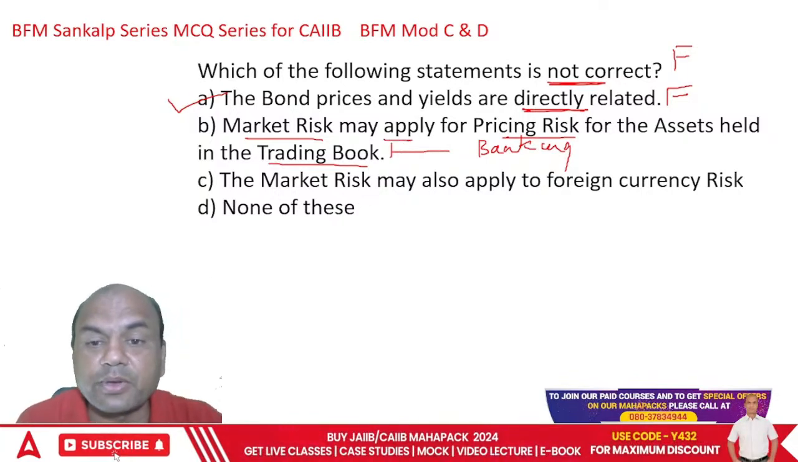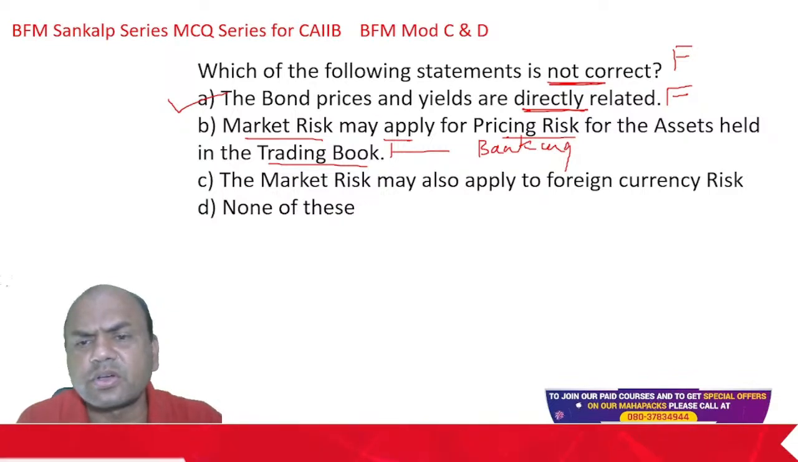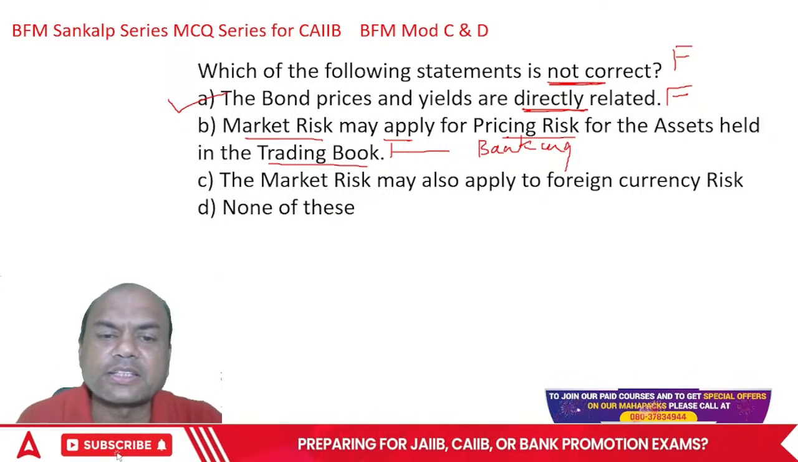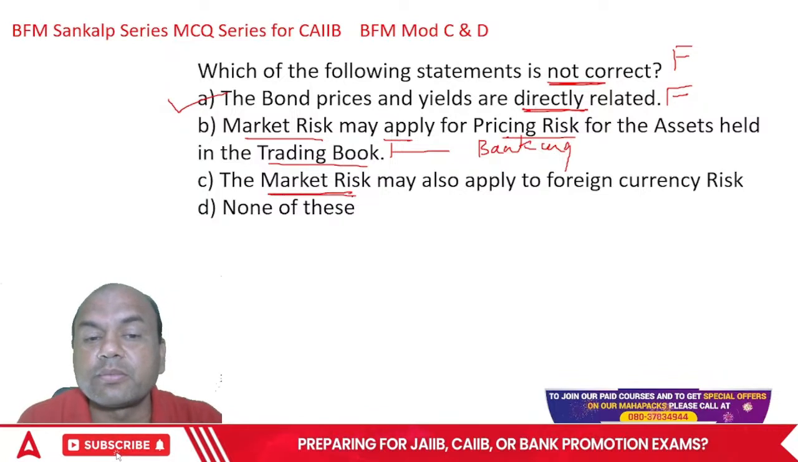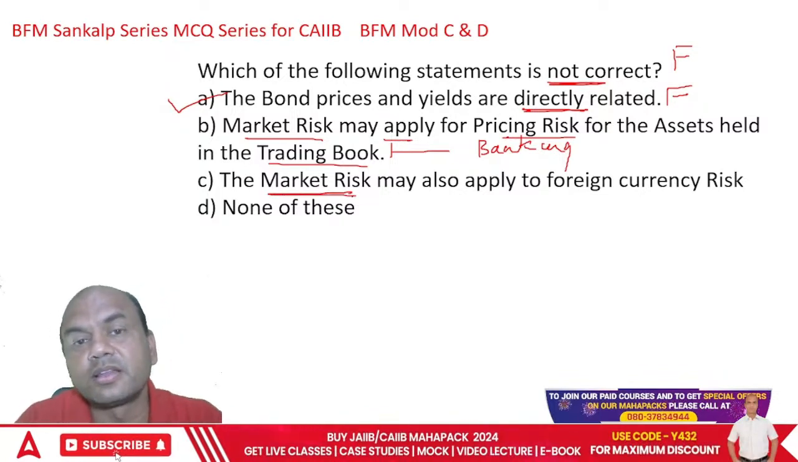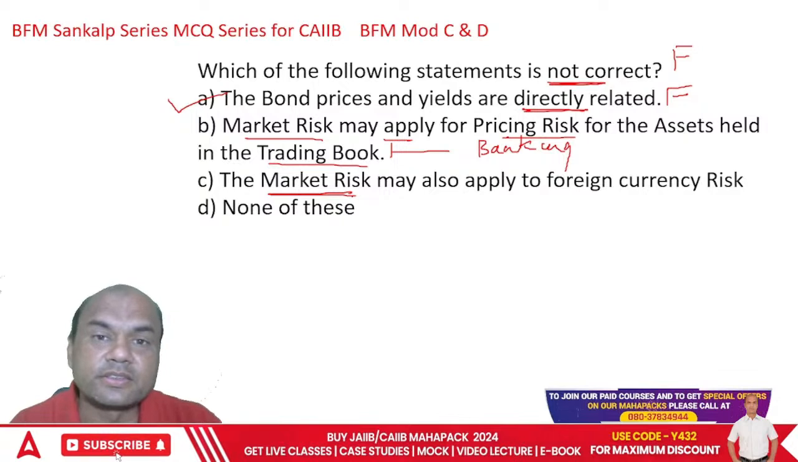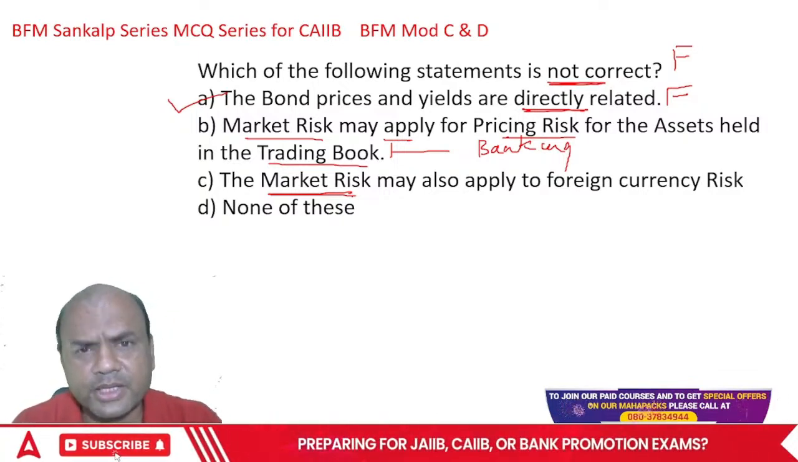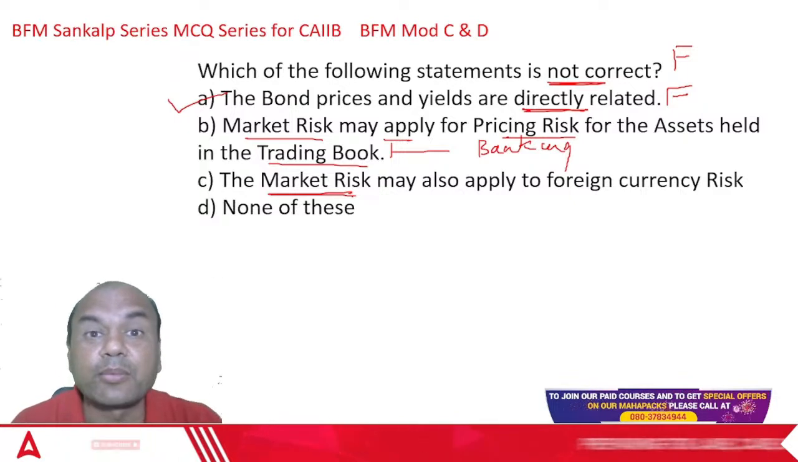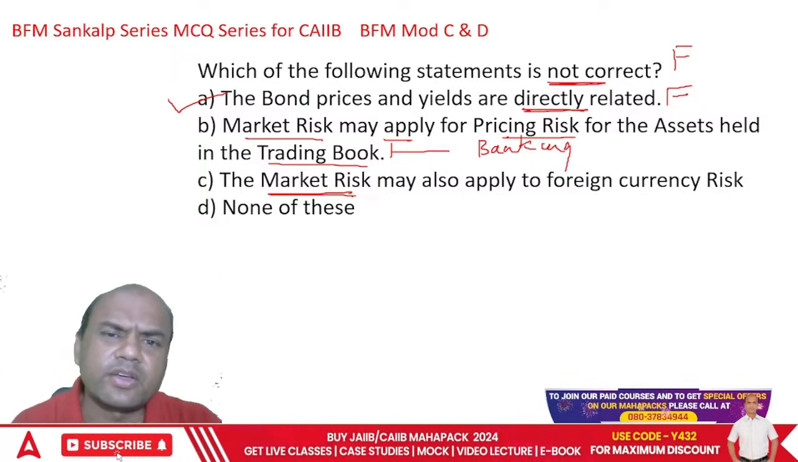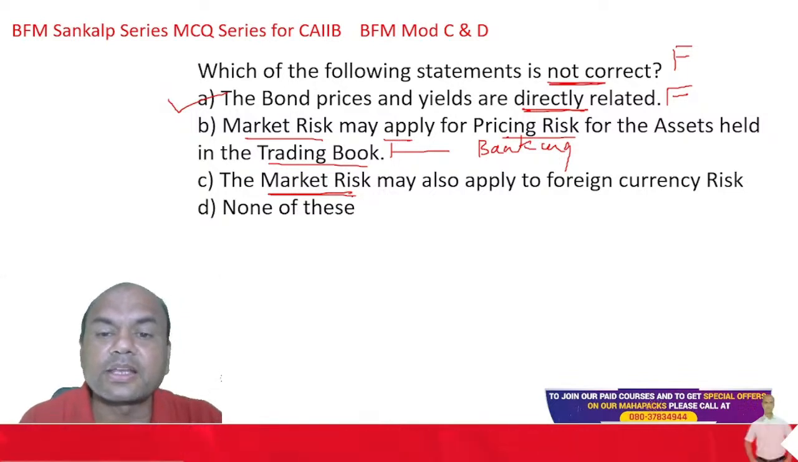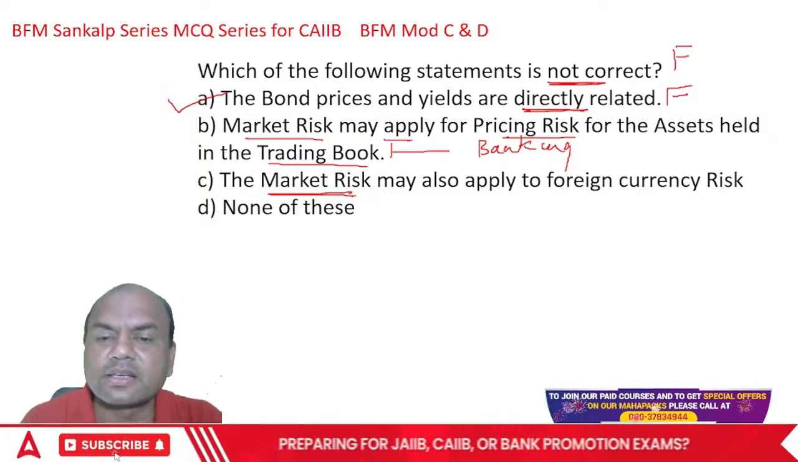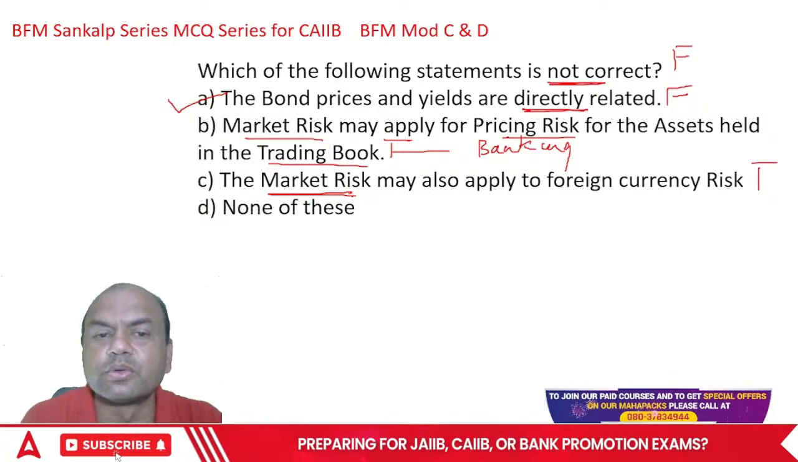The market risk may also apply in foreign currency risk. So obviously, market risk means what? That risk which is not in your hands, right? Like the Russia-Ukraine war, COVID, is it in your hands? Nothing. RBI changing the repo rates, it's not in your hands. So that's why market risk may also apply to foreign currency risk. So that is also true. So the answer is only A.